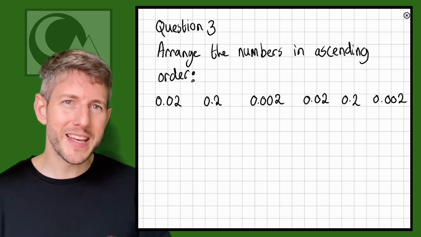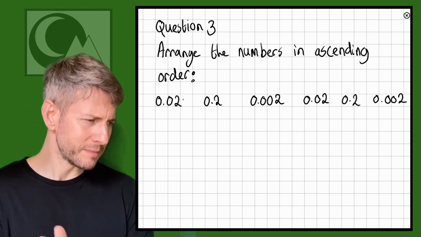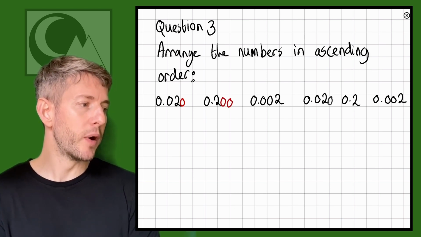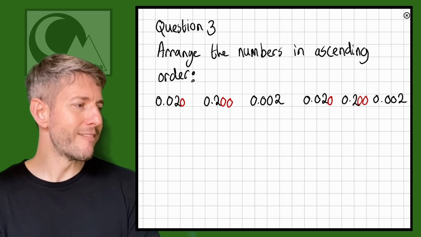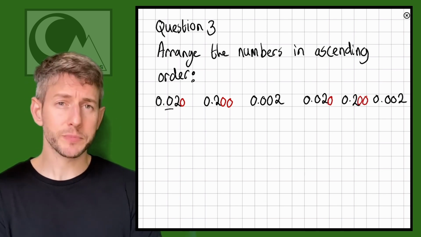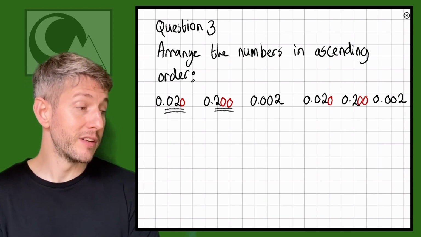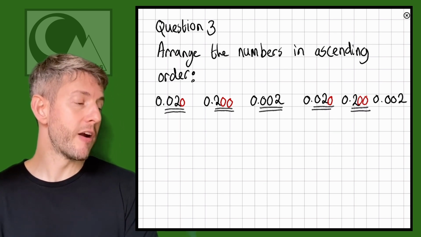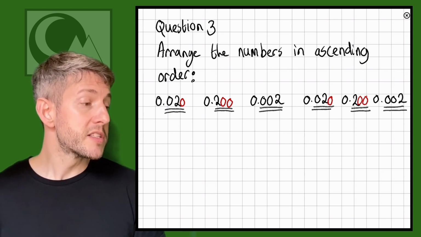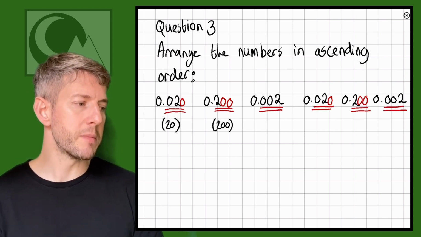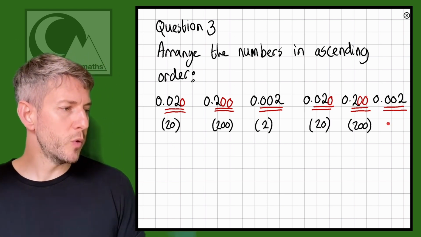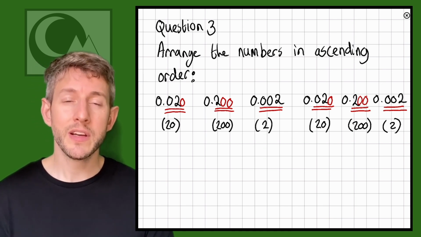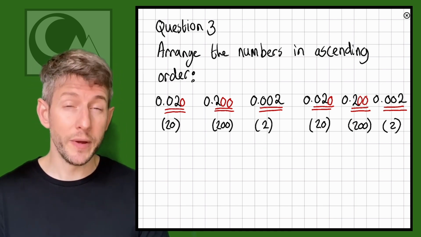So let's put in our zeros just to make these all 3-digit numbers. So now we're looking at 0.020, 0.200, 0.020 again, 0.200, and 0.002. If I look at these as a collection of 3-digit numbers, the smallest number there is going to be the one with 2 zeros in front, which just looks like a 2. So I've got 0.002 is the smallest.